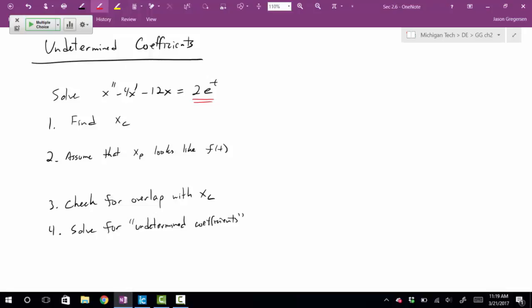We've got to find our complementary solution. We did that last time. It's c1 e to the negative 2t, c2 e to the 6t. And the whole idea here is we're going to assume the form of xp, and we're going to say that it looks like f of t. So f of t looks like some number times e to the t. I'm going to guess that xp looks like some number a times e to the t. That's my guess. Now I make this guess. How do I find a?